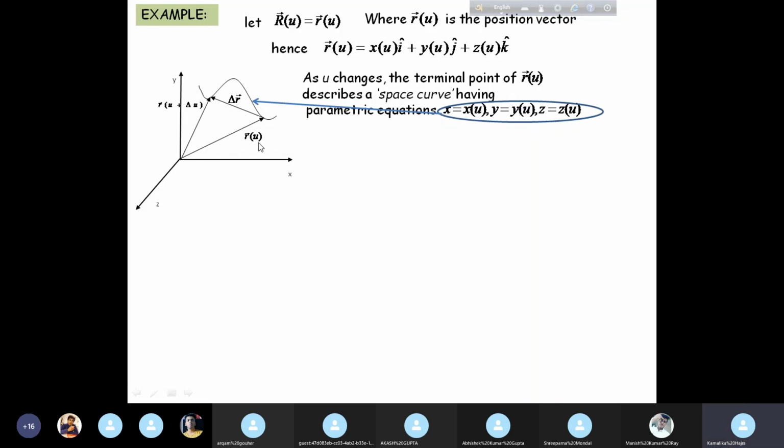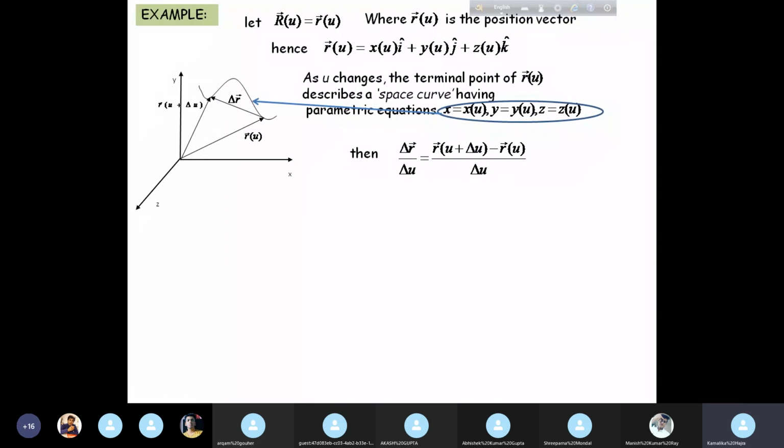So as the parameter u changes by an amount delta u, the vector r changes. It is not necessary that it will always go straight from this position to this position. It may take a curve, which in some special case may also be a straight line, because you know that a straight line is a special case of a curve. So it may trace a curve like this to reach this new position. And that curve is given by this equation, x equal to x of u, y equal to y of u, z equal to z of u.